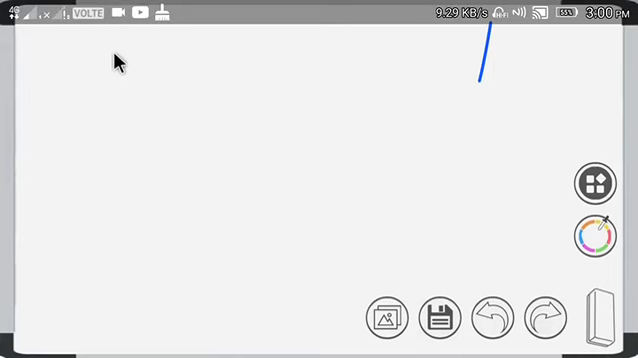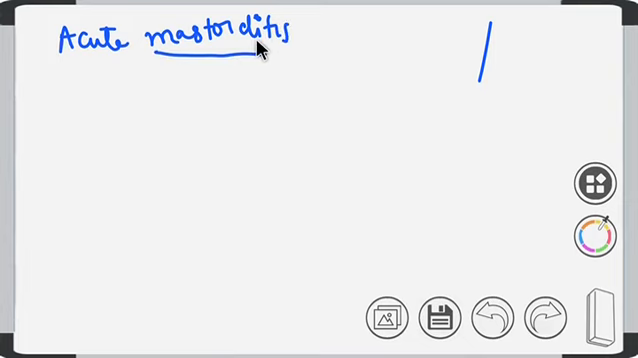Let us discuss acute mastoiditis. We have to understand what mastoiditis is first. First, let's draw the diagram of the middle ear cleft.